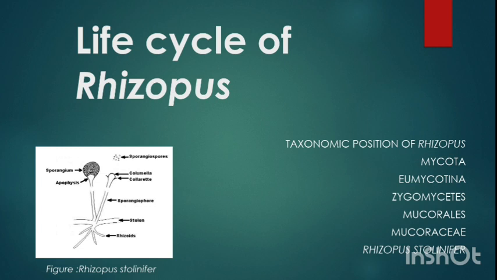So in this video we will discuss the life cycle of Rhizopus. Rhizopus comes under the class Zygomycetes, order Mucorales, family Mucoraceae, genus Rhizopus, and species obviously Stolonifer, most commonly Stolonifer. It is commonly known as common bread mold. Rhizopus is commonly known as bread mold or black bread mold.